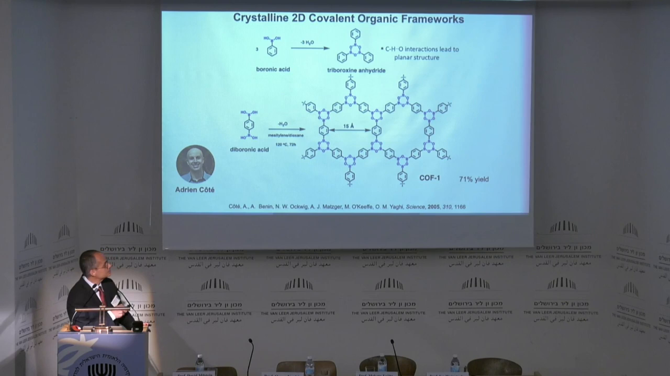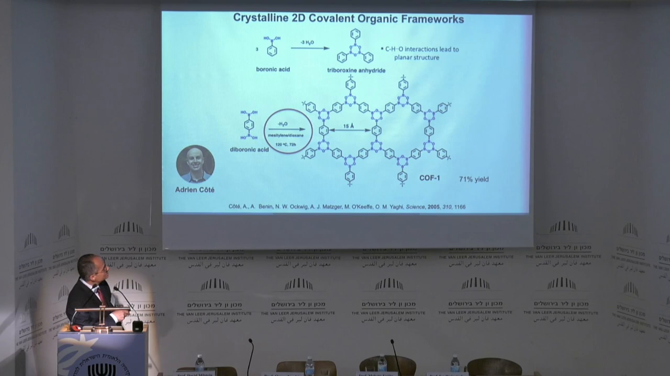So to make a long story short, and many, many graduate students later, we have been able to find the conditions under which we can balance the thermodynamics and the kinetics of crystallization, using these conditions to make structures of this kind that are based on the trimerization of boronic acid to make a linker that is based on the triboroxine anhydride. So now by using the diboronic acid, you can make the triboroxine as triangular linkers linked by this phenylene unit, diatopic phenylene unit, to make extended structures of this kind.